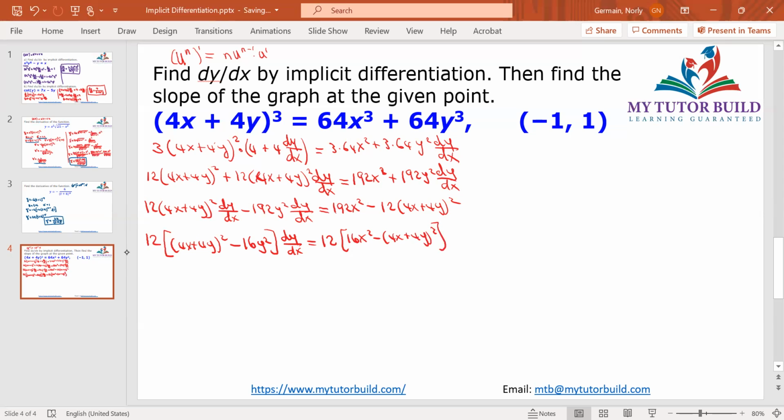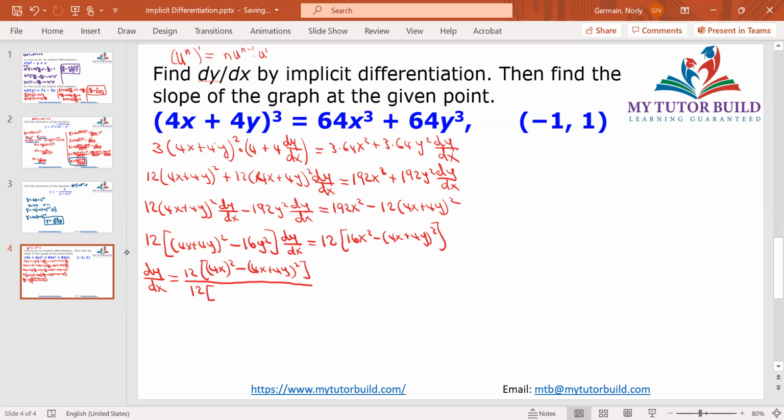Okay, you see 12 on both sides. You can cancel it out, but if you don't see it, we can rewrite. So we have our dy/dx times 12. Do you agree we can rewrite 16x squared as (4x)^2? And we have (4x + 4y)^2, over 12 outside.